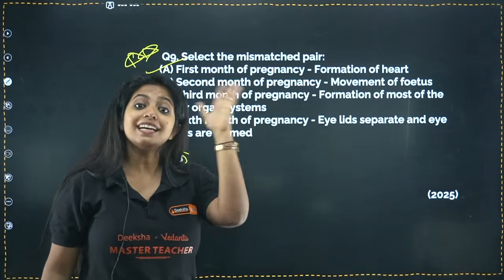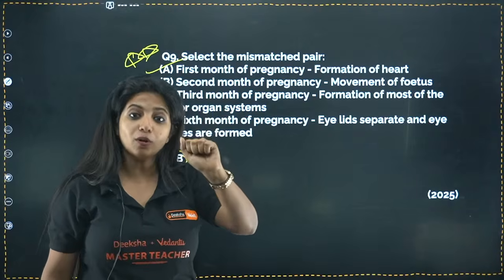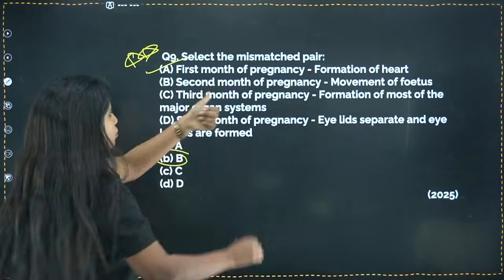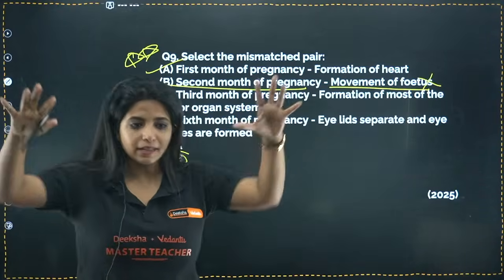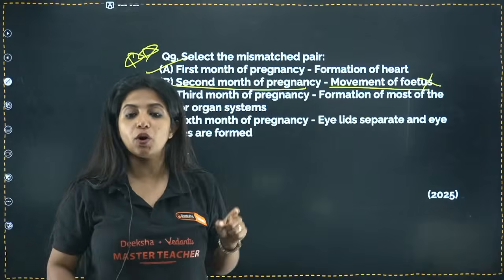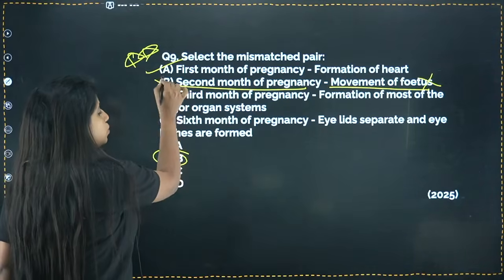Second month of pregnancy, God does not allow movement of the fetus to happen in the second month of pregnancy. It happens in the 5th month. So 5th month, first movement, and also hair on the head. So this is wrong. Second month of pregnancy, you do not have movement. Rather, you have to form the limbs and digits first. So first of all, you have the limbs and digits being formed in the second month. So this is why this is wrong.